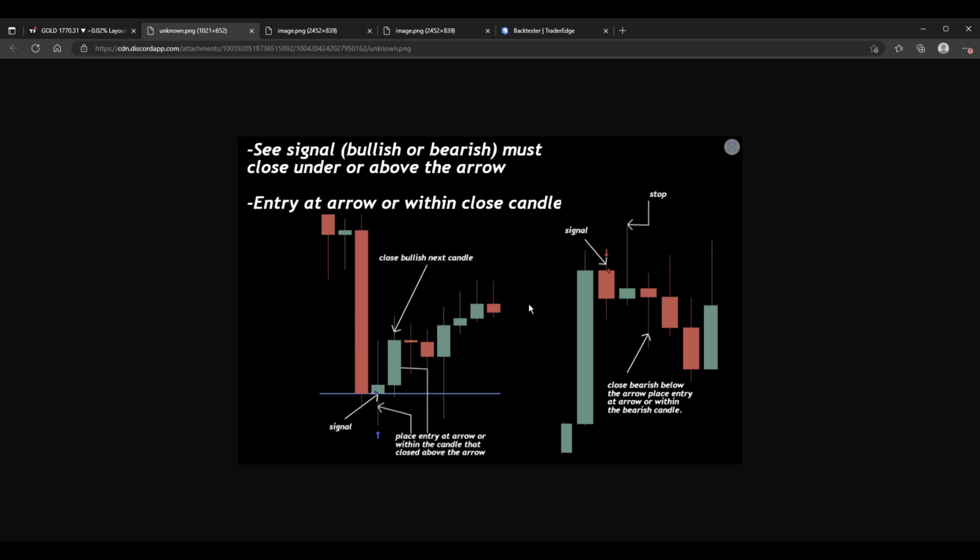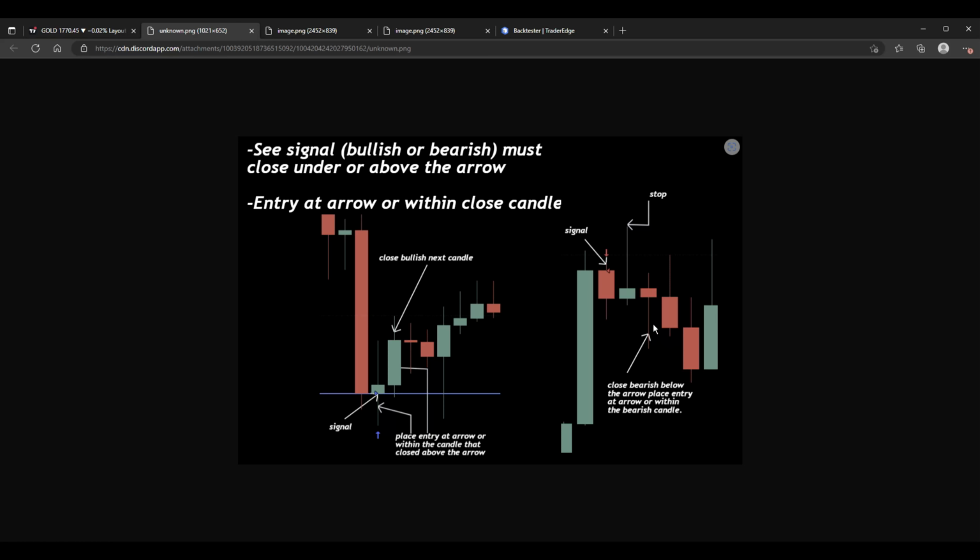So the bearish side, obviously see the signal, but here you can't take the trade because we haven't closed bearish below the arrow, right? So you have to close bearish. So then next candle we close bearish. So then what you do is you can put your entry anywhere within this candle.